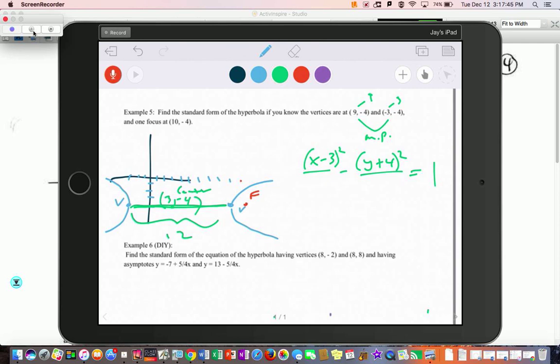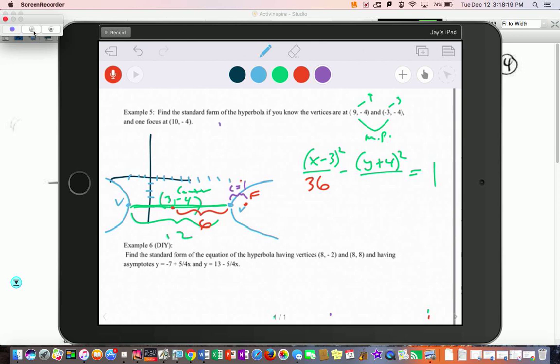Then, from the center, remember the center is sitting right here at 3, -4. From the center, that's a distance of 6 to the vertex. So that will be 36 under my x. Now, that little distance they gave us right here is 1. So from 9, -4 to 10, -4 is the C value, vertex to focus is C.